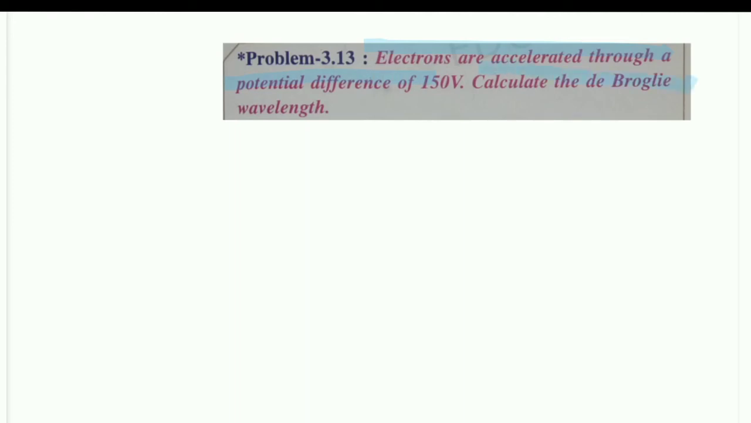The electrons are accelerated through a potential difference of 150 volts. Calculate the de Broglie wavelength. So he is asking the de Broglie wavelength. V is given as 150 electron volts, h is 6.6 into 10 to the power of minus 34, and m is 9.1 into 10 to the power of minus 31.